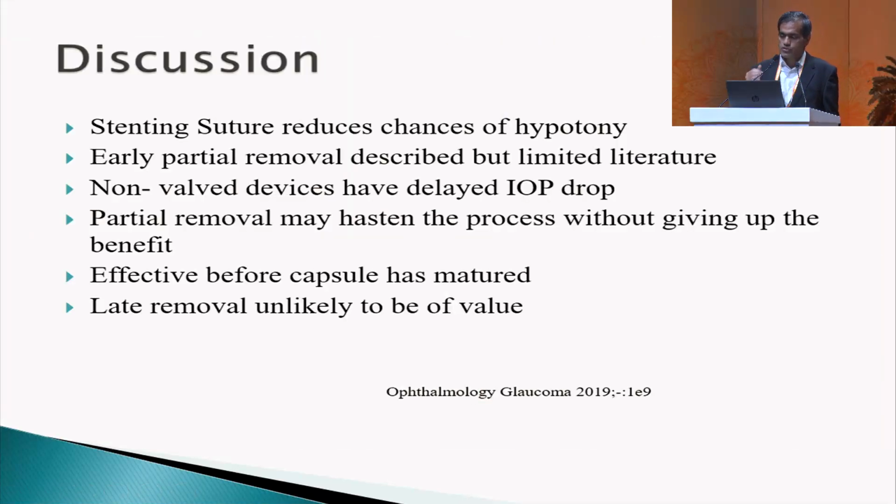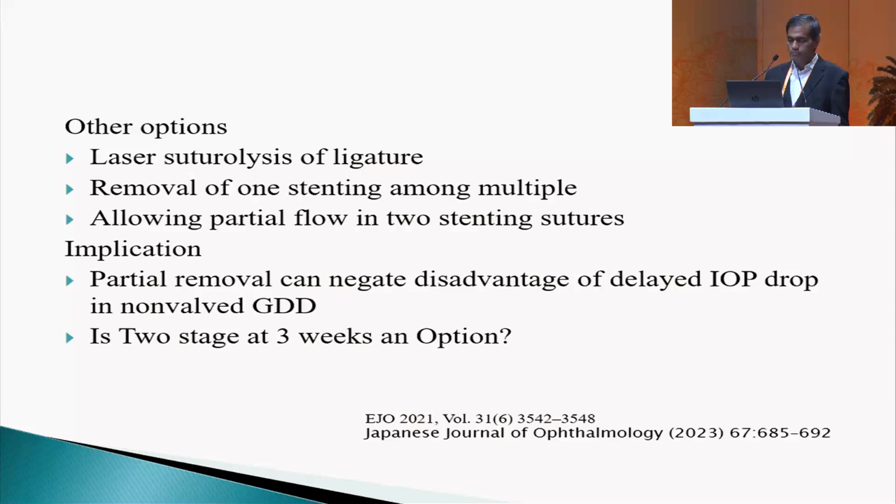So the stenting suture does reduce the chances of hypotony. That's a known fact. An early partial removal has been described. I have included the reference here, but the literature on efficacy and the optimum timing is not there. Non-valved devices can cause a delayed IOP drop, but this can be partially offset by withdrawing the suture, and possibly it is effective only prior to the maturation of the capsule, and late removal may not be of value.